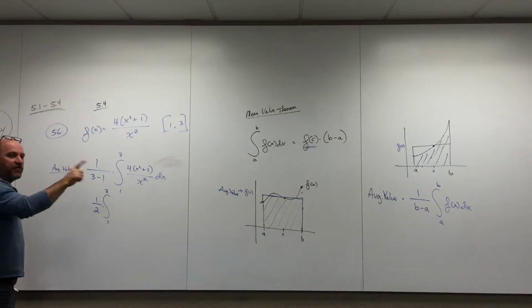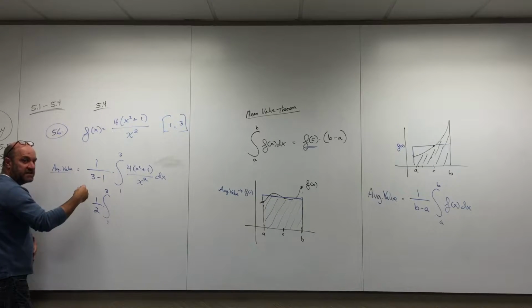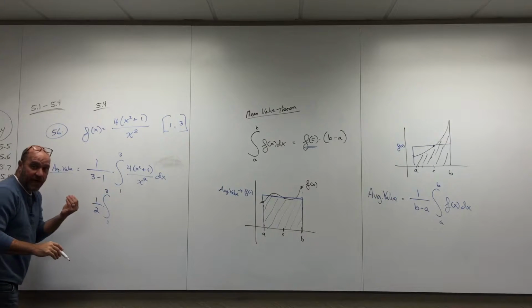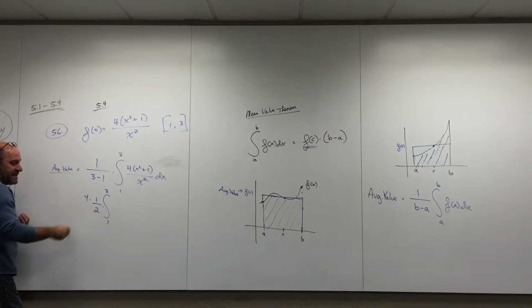By the way, you guys said distribute the 4. I'd rather pull the 4 out. There's this concept of pulling constants: multiplied constants can get pulled out in front of the integral. So I'll just pull the 4 out. Now it's multiplied by this half.